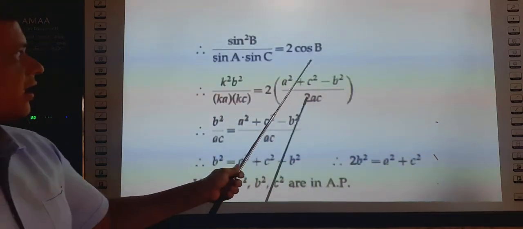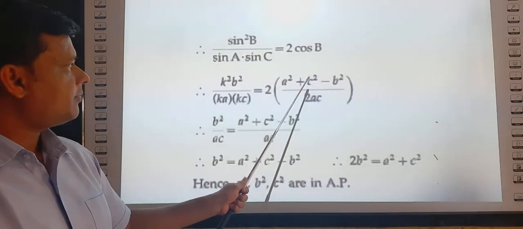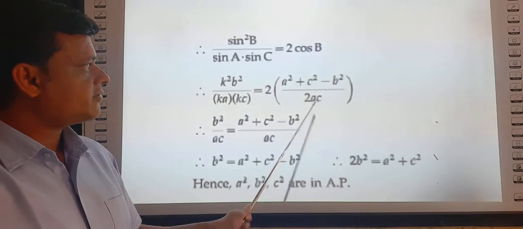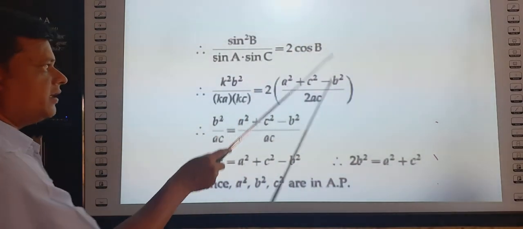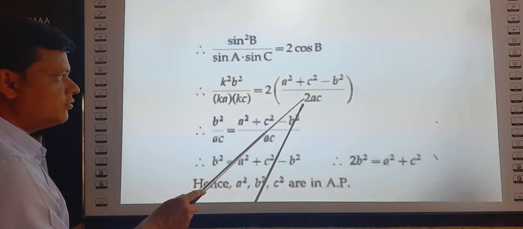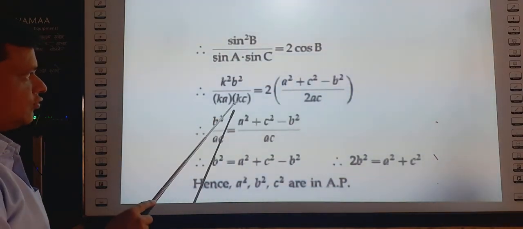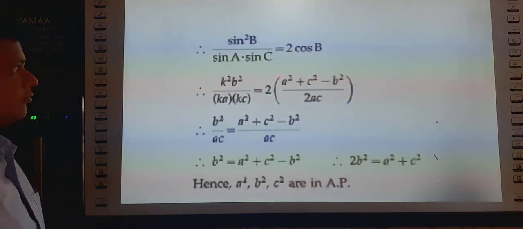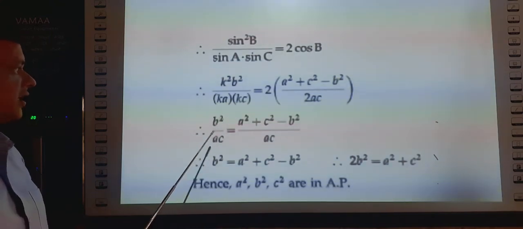And we use here the cosine rule. For cos b, we know the formula: a square plus c square minus b square upon twice ac. After substituting the value of cos b and cancelling, if you observe the LHS, k square, k into k square, we cancel this k into k square with the numerator k square. So in the LHS we get b square upon a into c, that is ac.